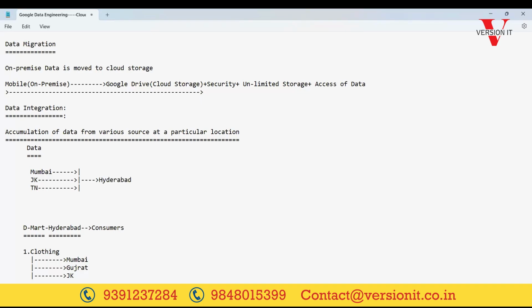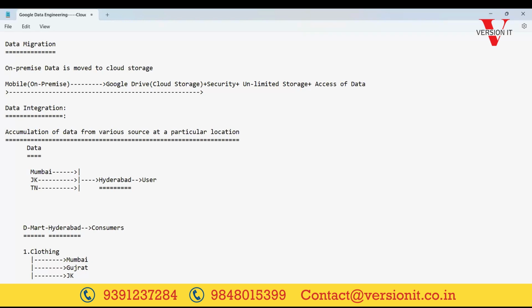So we are operating at Hyderabad. Hence, guys, this process of integration allows us to gather and store the data at a particular location. That is called integration of data. That means gathering the data from various locations and keeping it in one place for the facilitation of the user.